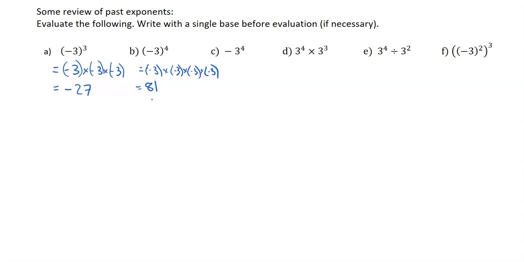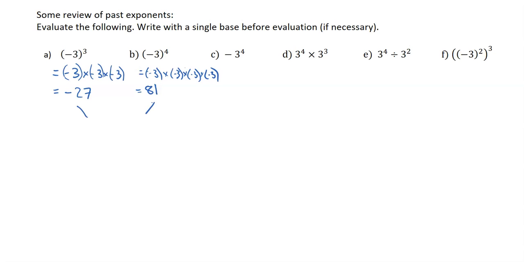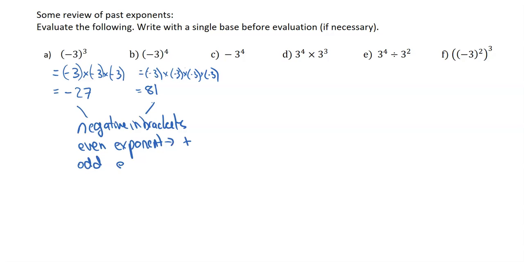So what's the takeaway here? Well, remember that if we have a negative in brackets and an even exponent, then what we are going to get is a positive answer. But if we have an odd exponent, like 3, what we get in that case is a negative answer. All right, so moving on, negative 3 to the power of 4. In this case, it's negative, and then it's 3 times 3 times 3 times 3, because we don't have the bracket. So in this case, it's negative 81.